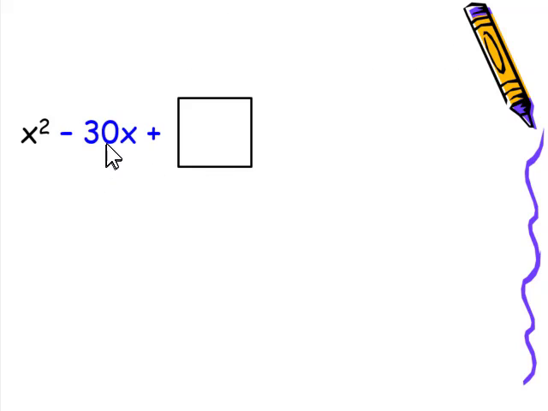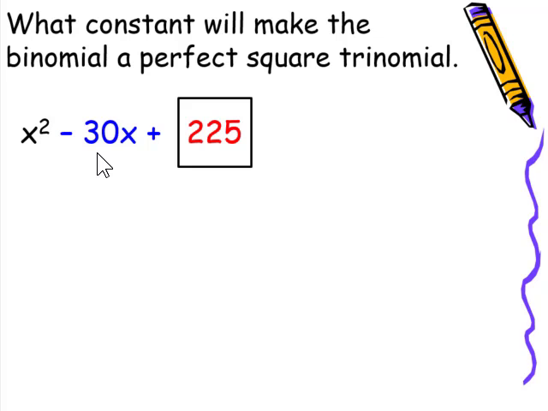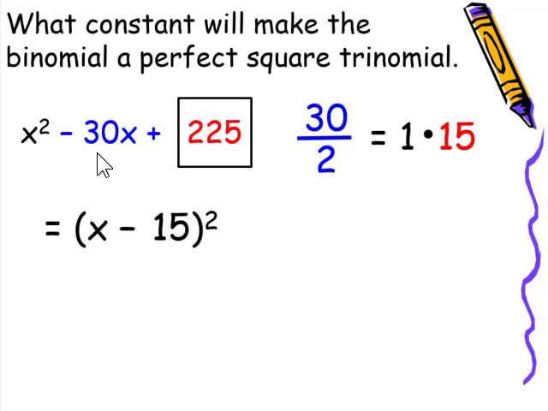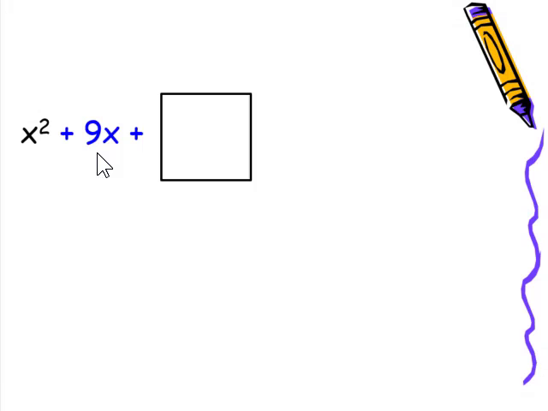So again, on this particular case, what are we adding? What's half of 30? 15, and 15 squared is 225. And we can just check it. In this case, what's half of 9? 9 over 2. We're going to use fractions. If you have a calculator, yes, but you want to really use fractions. 9 over 2, and 9 over 2 squared is 81 over 4.